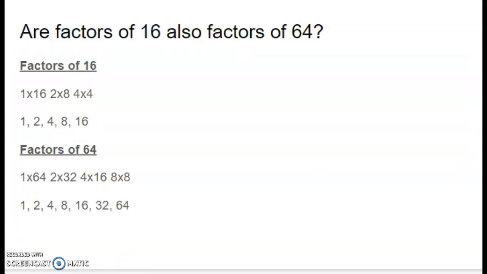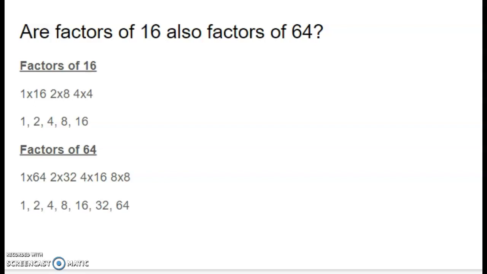Do you see some resemblance between these two numbers? I see that they have a 1 in common, they have 2's in common, they have 4's in common, 8's, and 16's. Now, do you think that this is always going to be true?